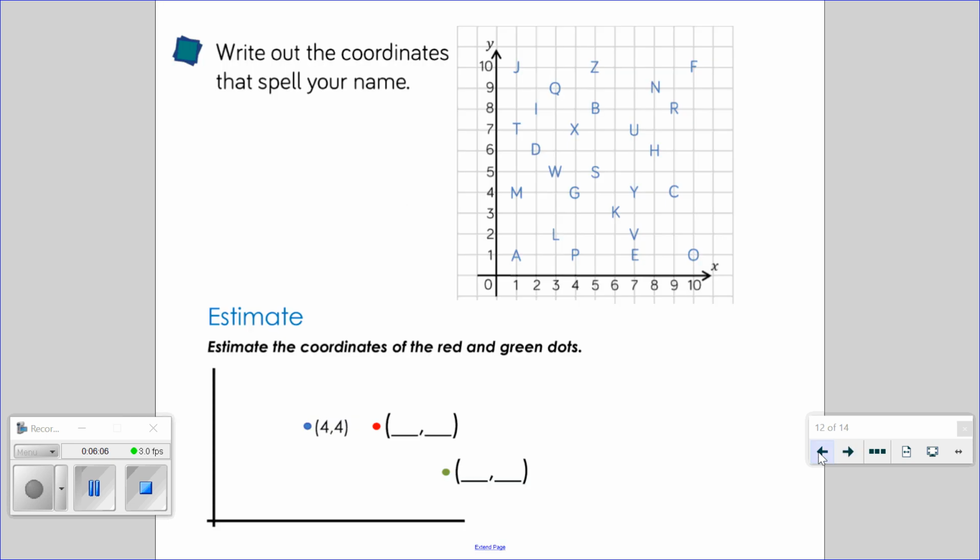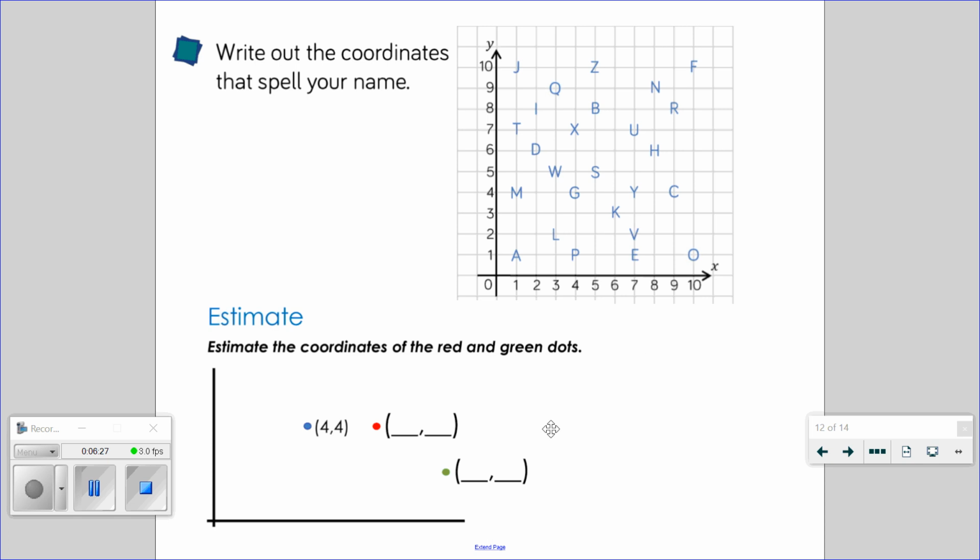Okay, so here is today's extra challenge. As always, it's up to you if you want to do the challenges or not. The first one is quite fun. You have to find the coordinates to spell your name. So we have all the letters of the alphabet here, and then you'll need to find the coordinates to spell out your name. You could even do the names of your family if you wanted to.